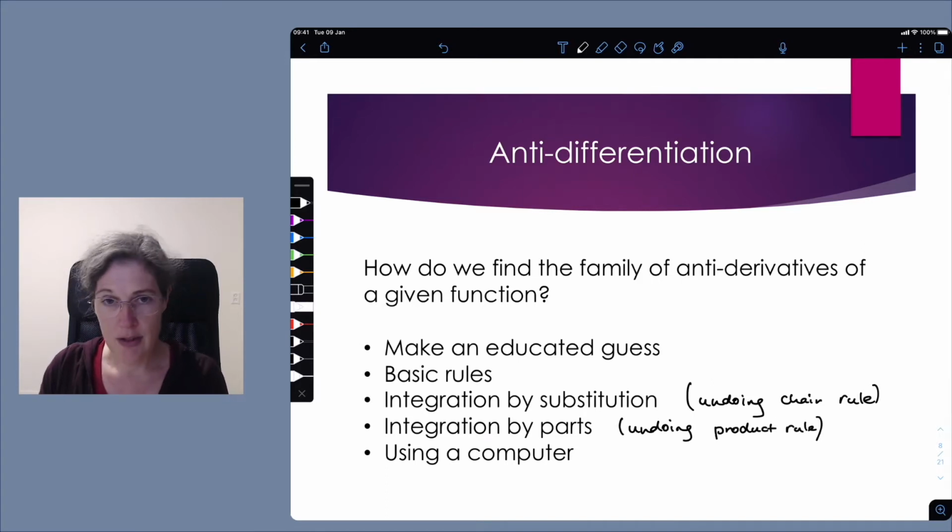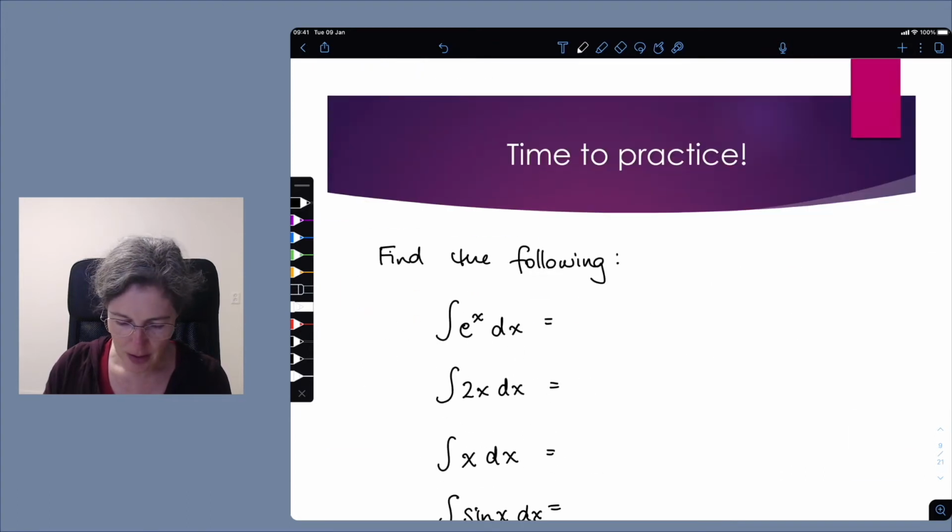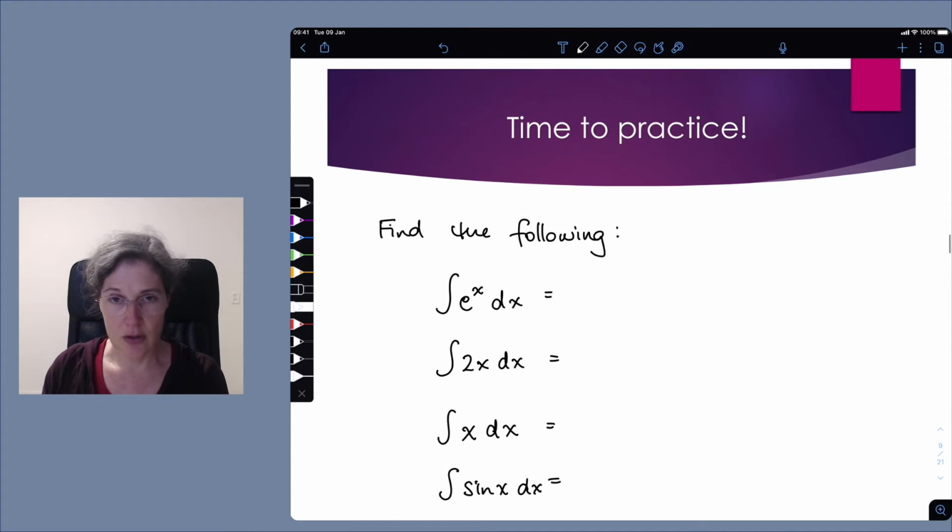And of course, nowadays, frankly, if you were going to be doing most integration out in the world, you'd pretty much use a computer. But for this course, it's going to be helpful to actually be able to do some of this stuff by hand. So don't just plug it into your calculator. Actually, make sure you can do this. All right, so let's do some practice.